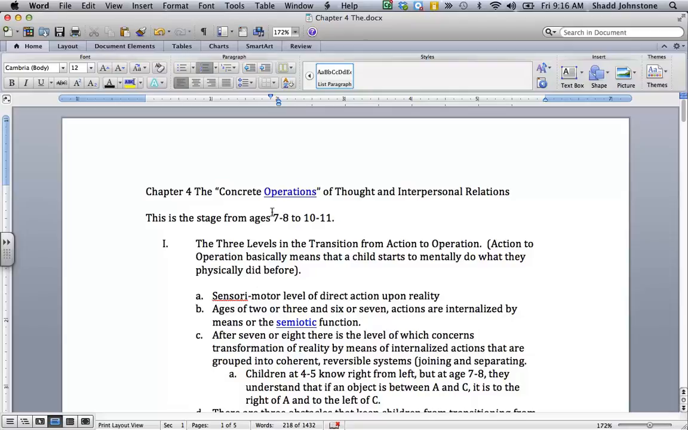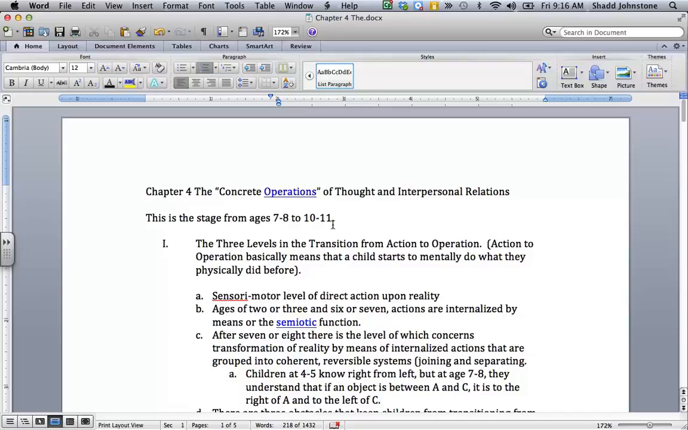I even struggled reading the title, which was Action to Operation. I did understand the word action. I didn't understand the word operation, but in this context, I had to look up both of those, and I came to this definition: action to operation basically means that a child starts to mentally do what they physically did before. After I understood that, this whole chapter seemed to make sense to me.